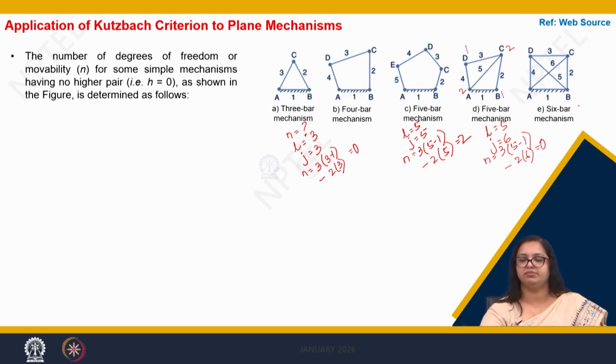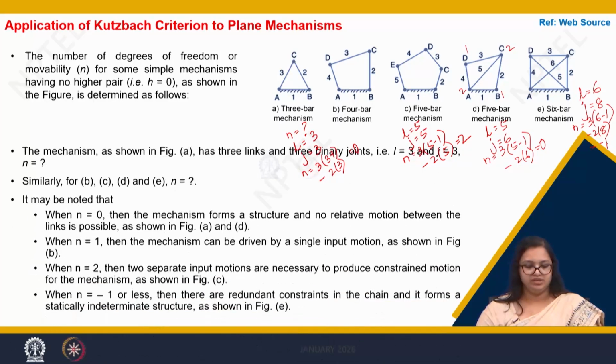Now for a 6-bar mechanism, here our number of links is 6. However, when we talk about joints, we have 1, 2, 3, 4, and they all are ternary joints. So the number of joints becomes 8. Number of binary joints becomes 8. So here we solve it, 3 into 6 minus 1 minus 2 into 8, which is equal to minus 1. So now can we have a system where we have the degrees of freedom as minus 1?